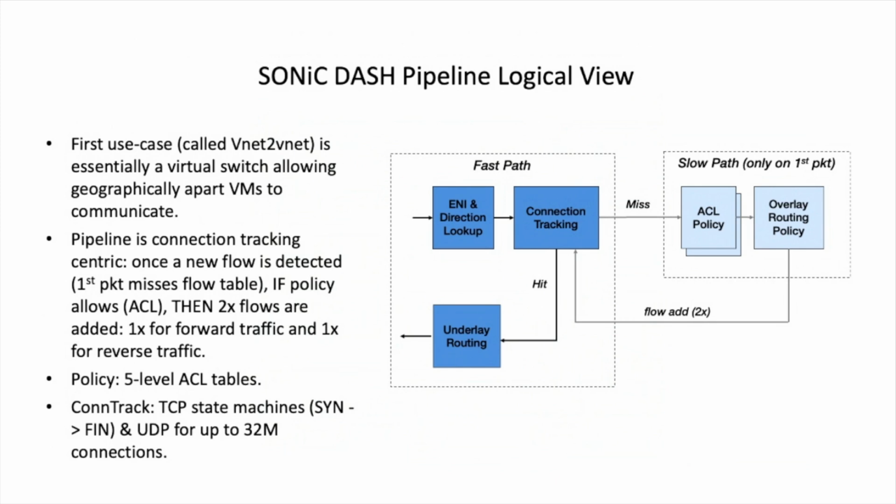Then there's a connection tracking table in which there's a lookup. If there is a miss, it is considered a slow path packet, which is a new packet of the flow. So it will go through all the ACL policies and overlay routing. Based on the decisions, the connection will be added to the connection tracking table, or flow table, as we call it, and then it will be forwarded out. And if there is a hit in the connection tracking table, that means it's an existing flow and it can simply be forwarded.